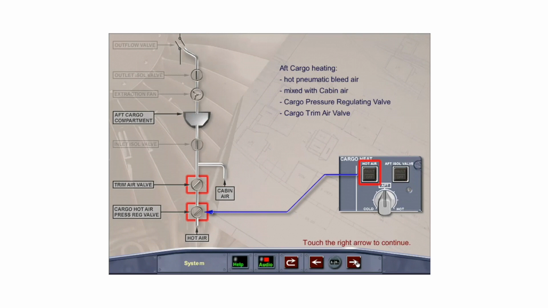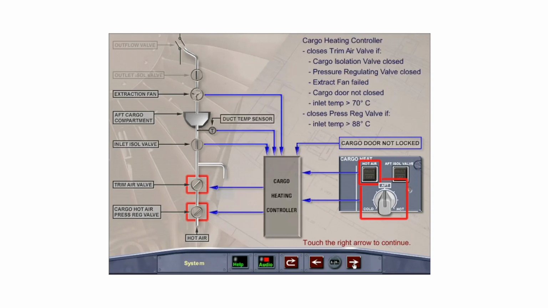The cargo trim air valve regulates the amount of hot air mixed with the cabin air, thus maintaining the desired temperature as selected on the aft cargo temperature selector. The cargo heating controller electrically controls the cargo trim air valve and the cargo pressure regulating valve.